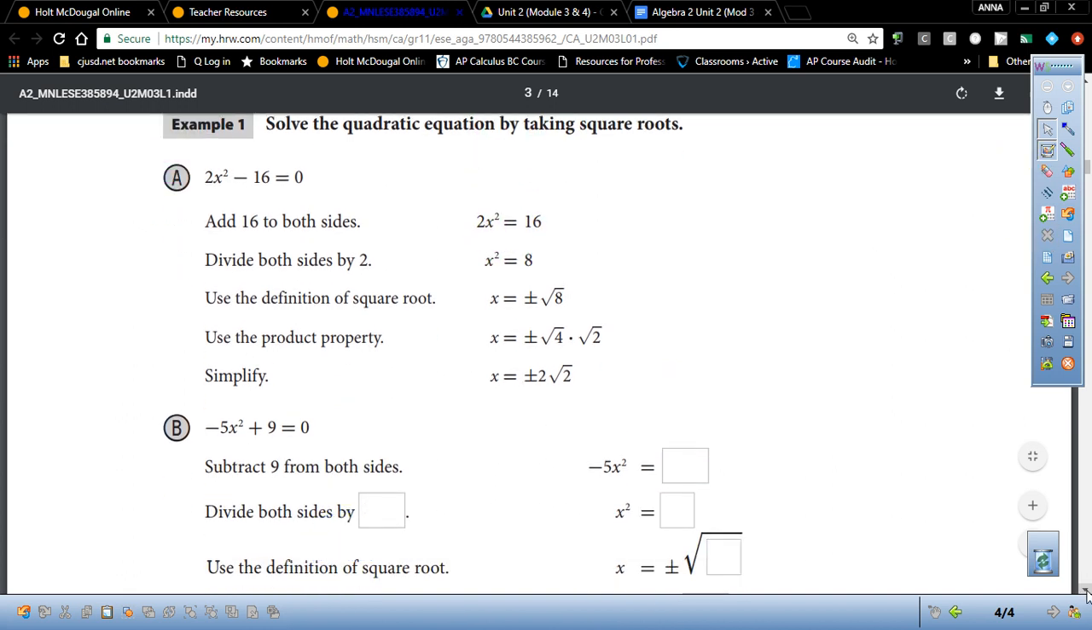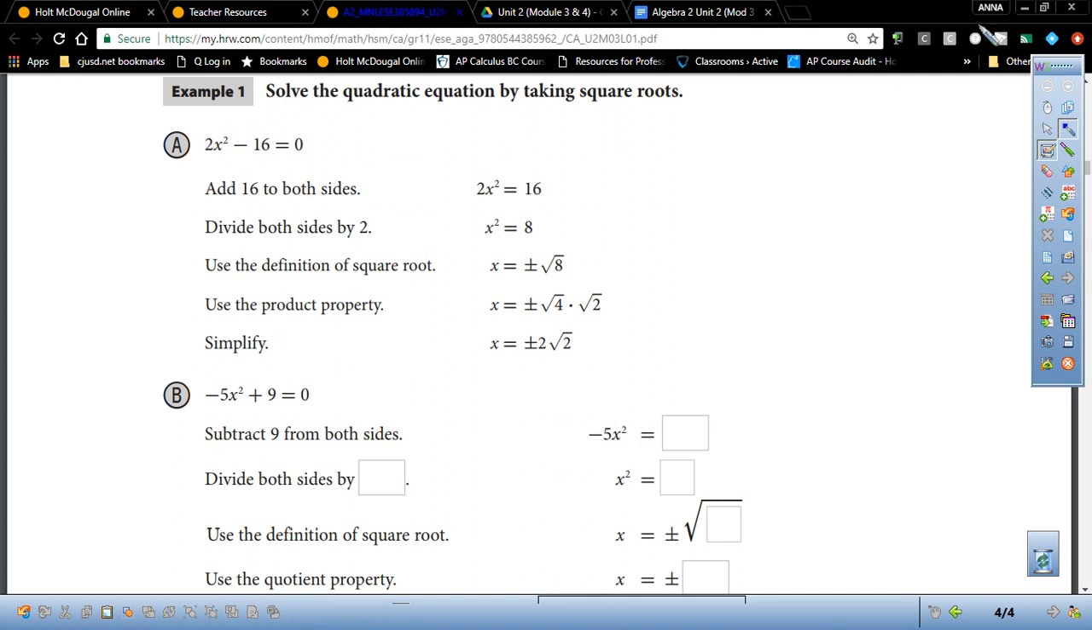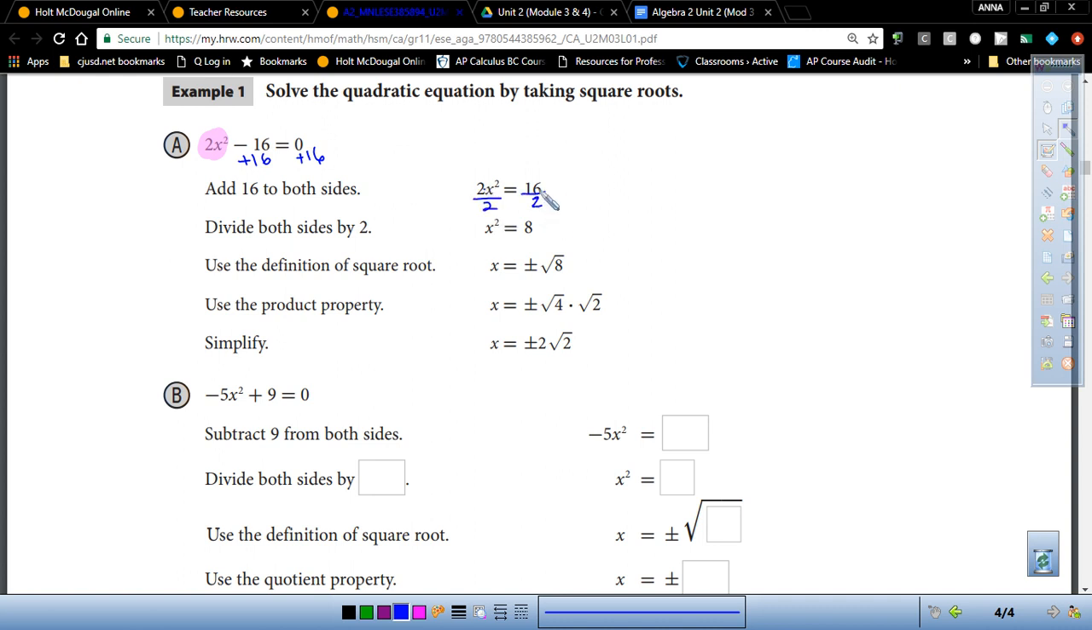So to solve an equation by taking the square root, you want to work on getting your variable by itself. On this one, you're trying to isolate the 2x squared. You always isolate the whole term with x first, so you move any terms that don't have x. So I'm going to add 16 to get 2x squared equals 16. Now that the term is isolated, I get rid of multiplication, so I'm going to divide both sides by 2. 16 divided by 2 is 8. I take the square root of both sides, so I get x equals the square root of 8.